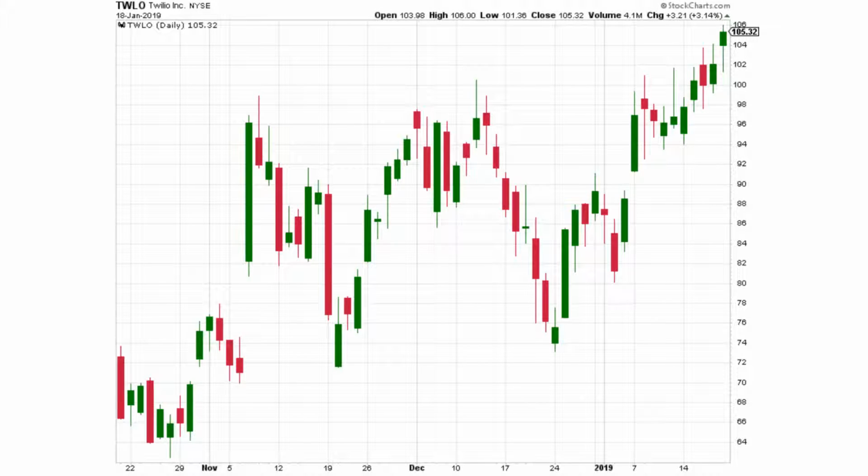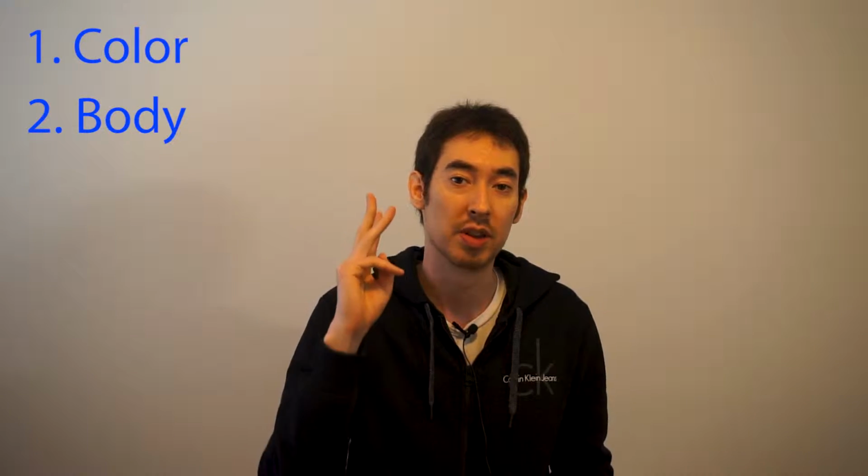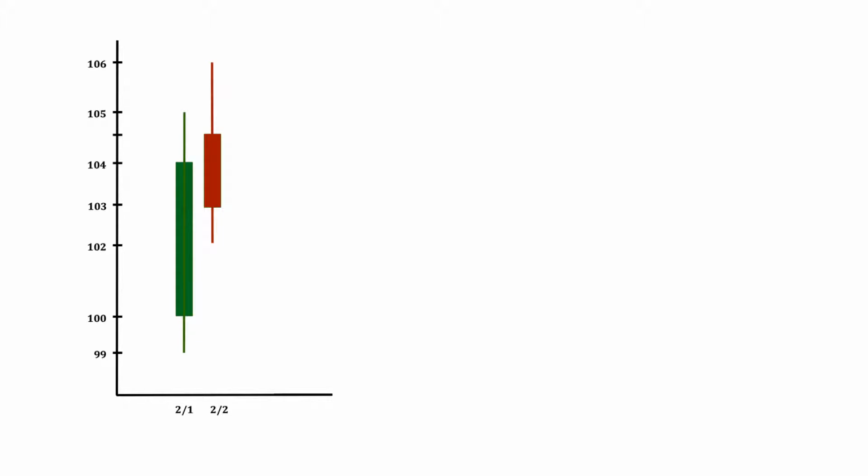So this is the same chart of Twilio, but this one displays a candlestick chart as opposed to a line chart. As you can see, it's a bit more complex, but it displays a lot more information. There's only 3 things that you need to understand in order to read a candlestick chart. Number 1 is the candlestick color. Number 2 is the body, and number 3 is the wick. A green candle indicates that the price went up for the day, and a red candle indicates that the price went down. So I want to draw your attention to the first green candle over here.